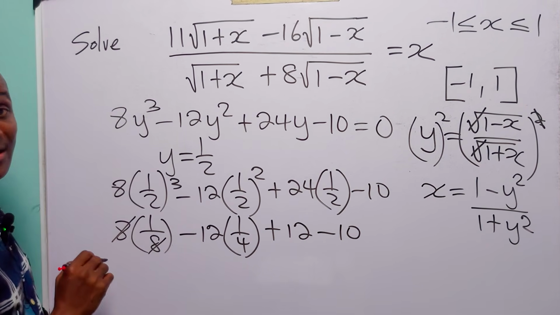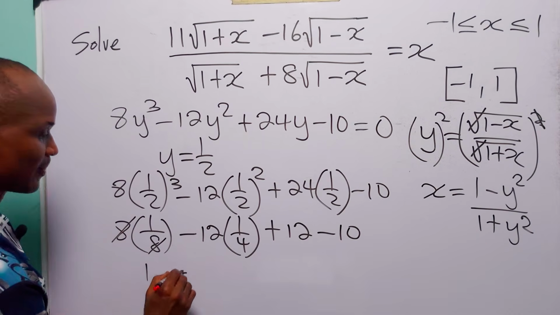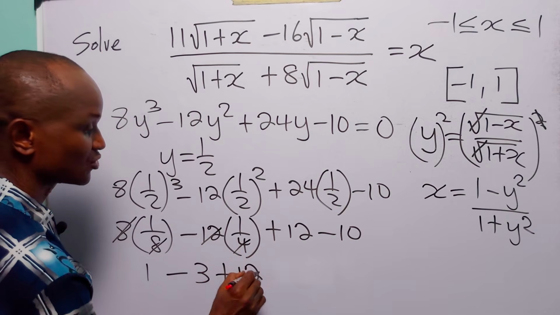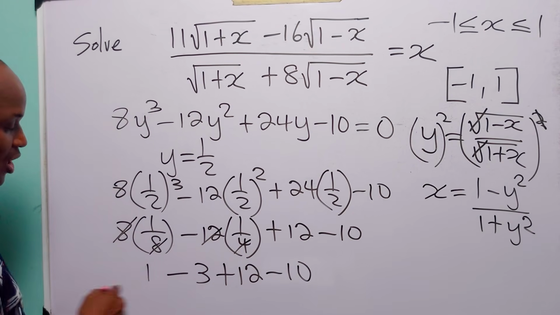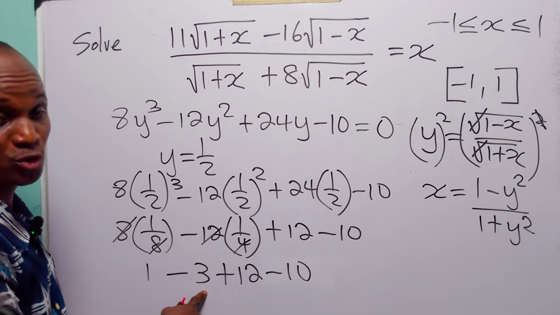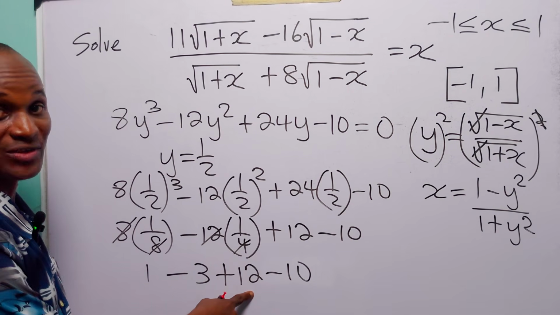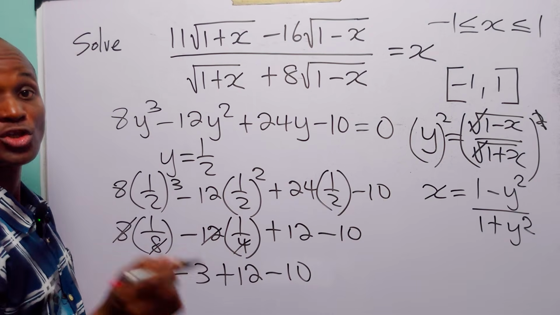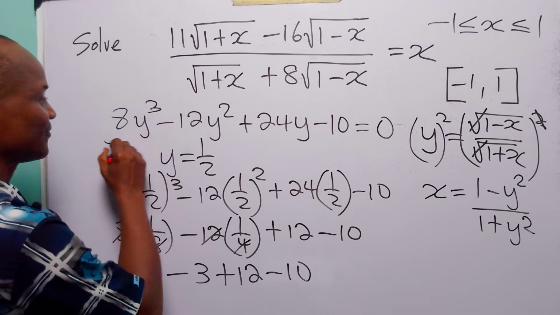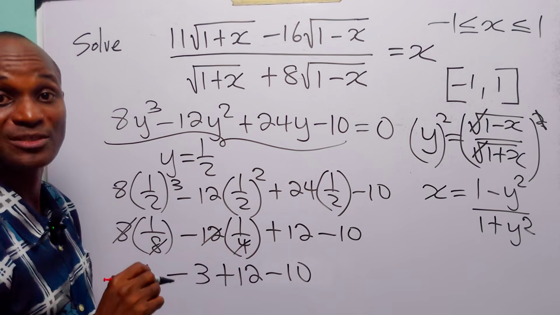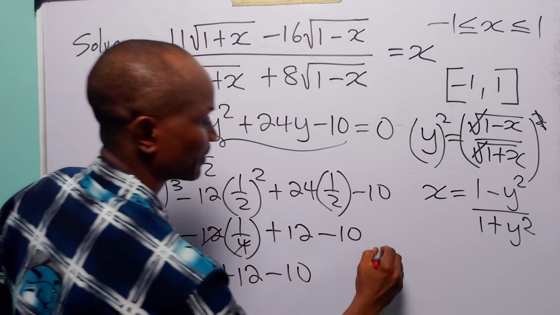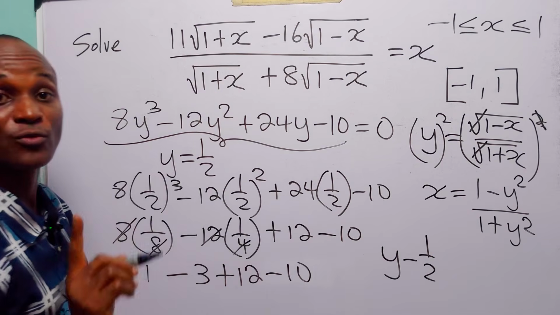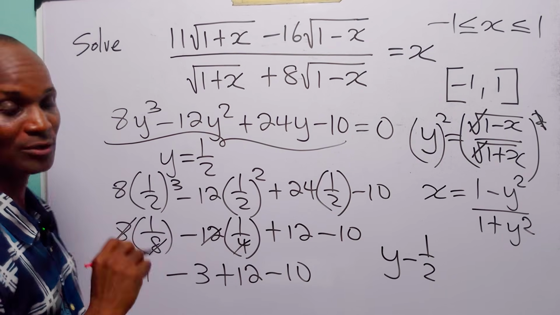This will cancel that and we have 1. 4 into 12 is 3, plus 12 minus 10. 1 minus 3 is minus 2. Minus 2 plus 12 is 10. 10 minus 10 is equal to 0. So what we are now going to do is divide this cubic expression by y minus half to find the quadratic factor.